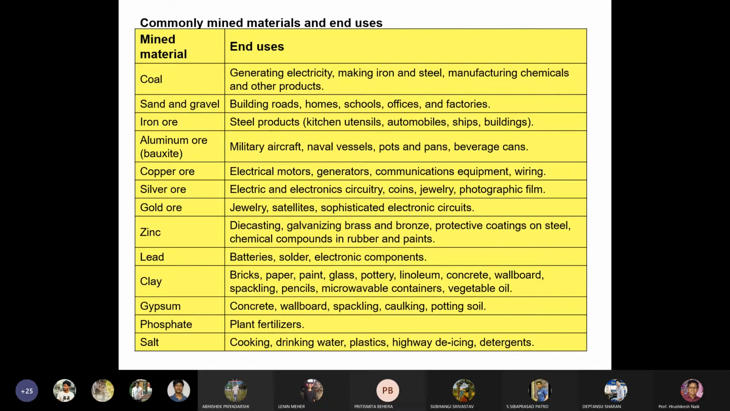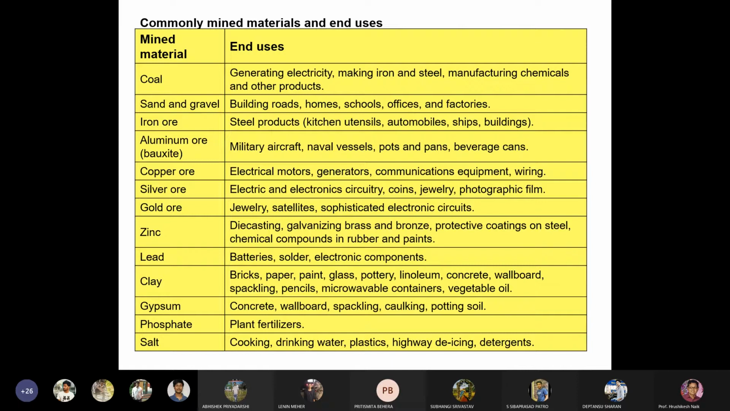Then we go for phosphate mining. Phosphate is used for plant fertilizers, manures. And we go for salt mining. Salt is used for cooking, drinking water, plastic, highway icing, dye, detergent.